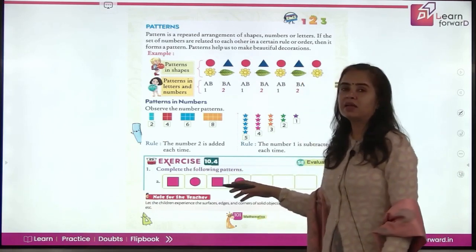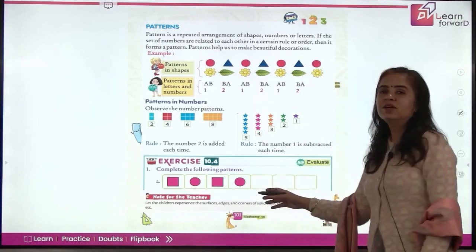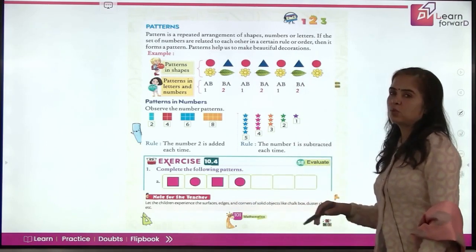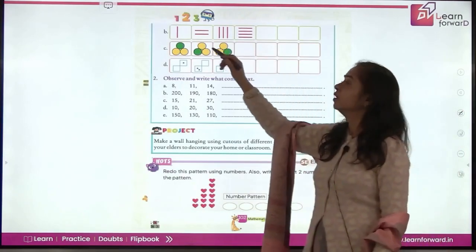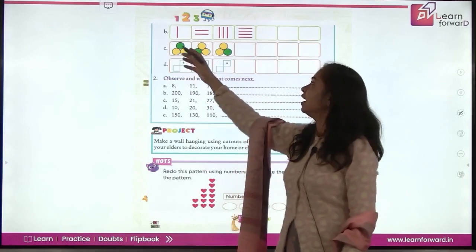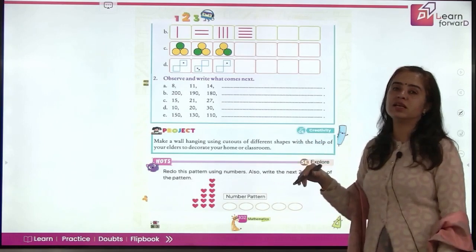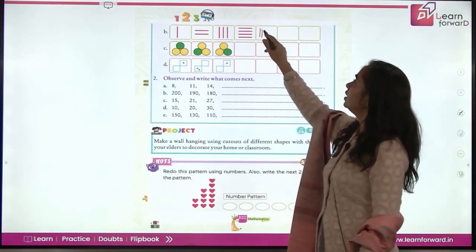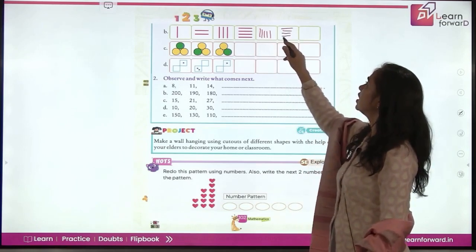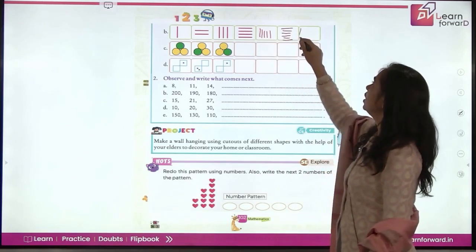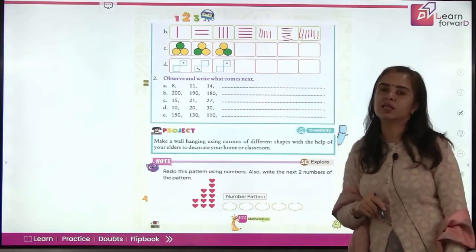Complete the following pattern. What you see here is a square, a circle, a square, a circle. So a square, a circle, another square again. You will be drawing and coloring with the same color. Now here, this is a vertical line, 2 horizontal lines, then 3 vertical lines, then 4 horizontal lines. Next will be vertical lines. It will increase in number. Another horizontal lines, again increase in number. One more added, 5, 6, 7, and they will be vertical lines now.